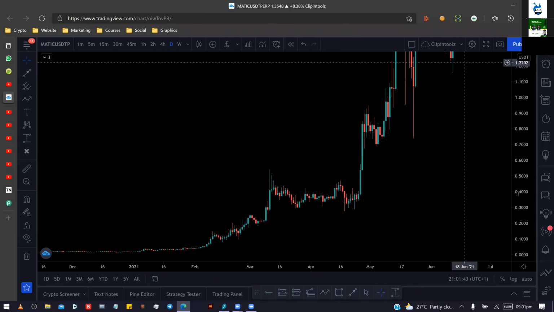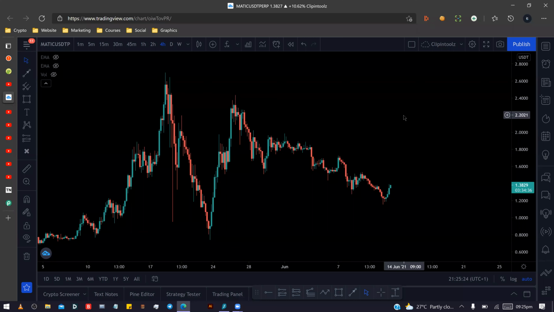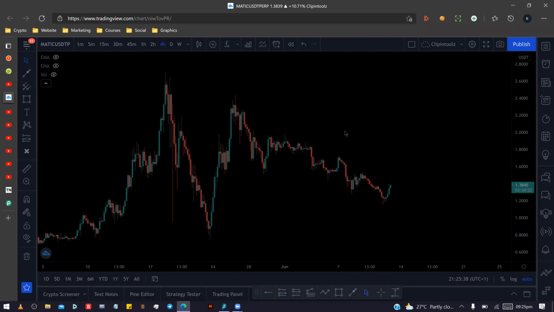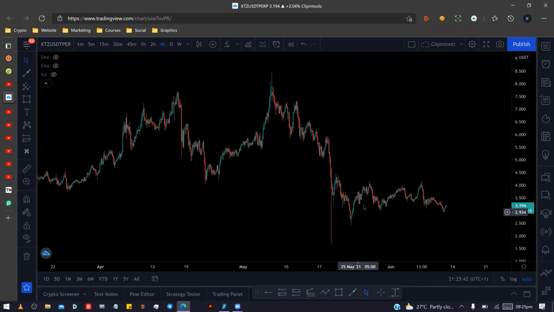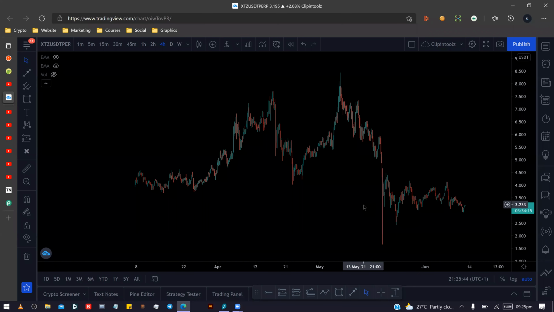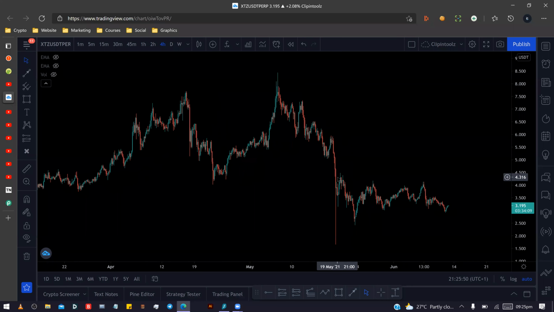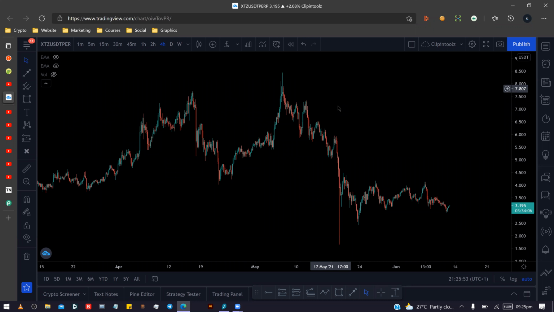Okay, give me that coin to analyze. Tezos, XTZ. Okay. Nice, nice, wonderful. This chart is looking sexy. Wow. So from here I can already see clear resistance and support. Very, very clear.